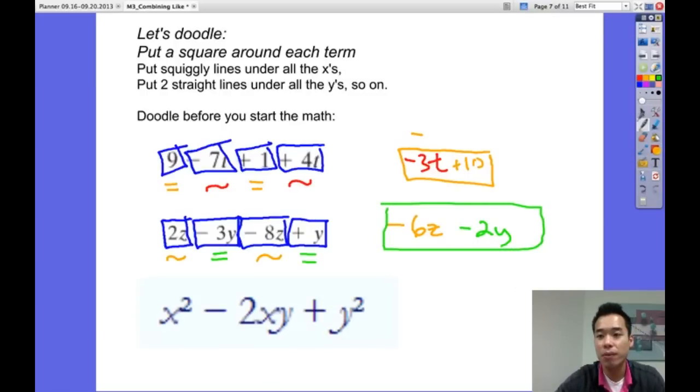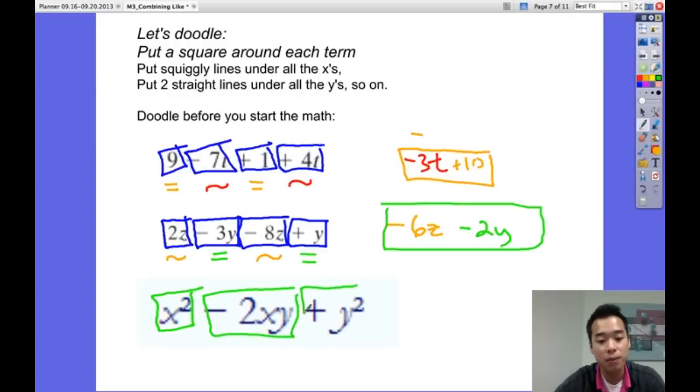Let's talk about this last one right here. This last one, I get x squared, so what I'm going to do is I'm going to box each term with the symbol to the left of it. So I know that's a positive x squared. I know this is a negative 2xy. I know this is a positive y squared. So there's 3 terms. Always box each term with the symbol to the left of it.